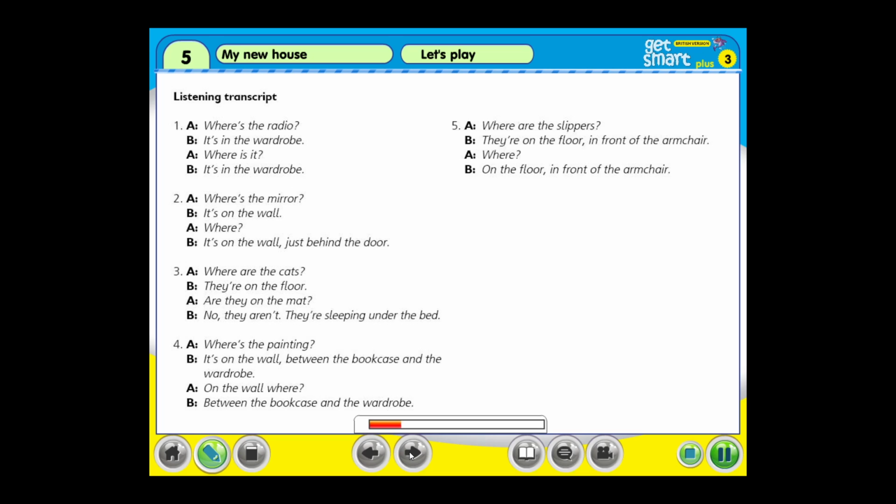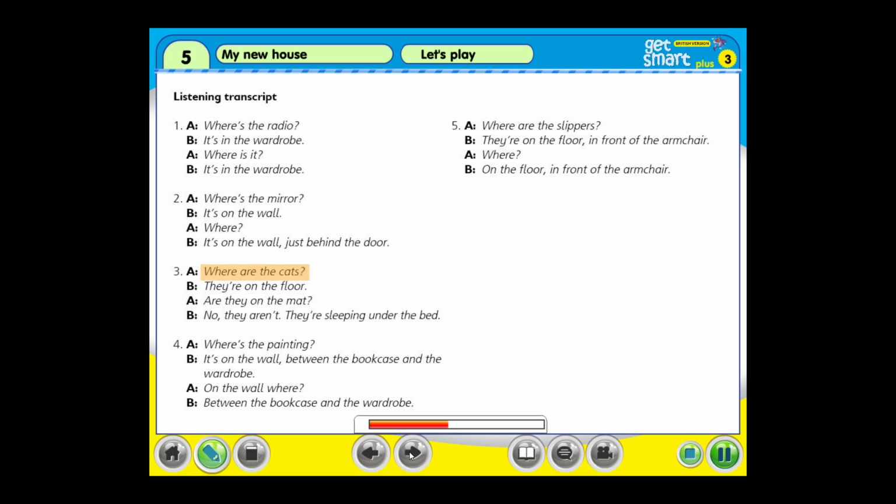1. Where's the radio? It's in the wardrobe. Where is it? It's in the wardrobe. 2. Where's the mirror? It's on the wall. Where? It's on the wall, just behind the door.